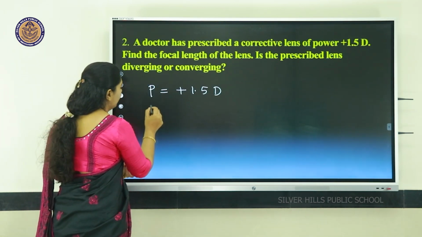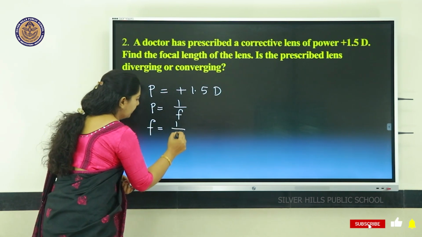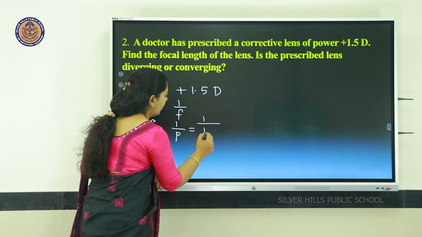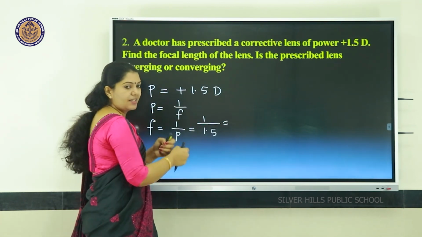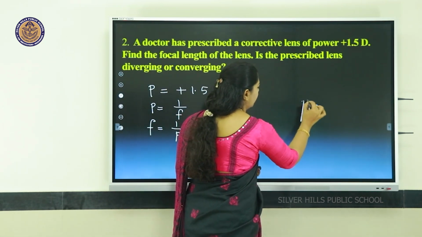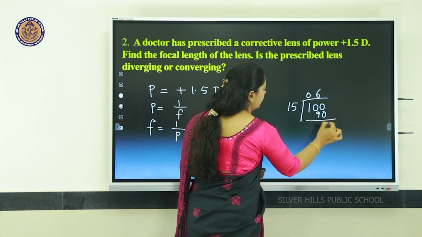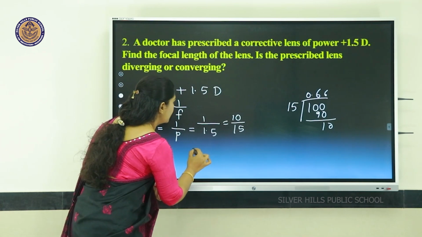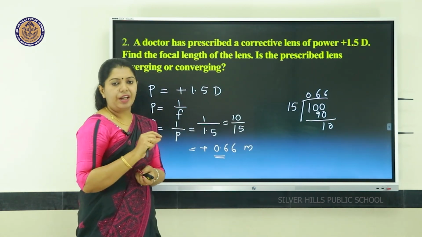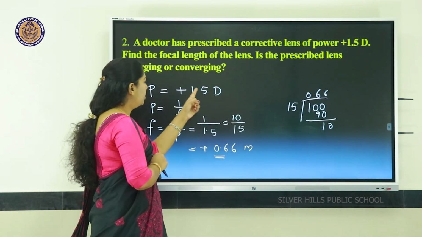Then we can find out focal length. We know the equation P equal to 1 by F or F is equal to 1 by P. The focal length is given by 1 by P. That means 1 divided by plus 1.5. How to do this calculation? Multiplying both sides by 10, 10 divided by 15. Then divide. 10 divided by 15 is 0.66. The answer is plus 0.66 meter. Then for the question, if the focal length is in terms of centimeter, you should convert that into meter. Then only you can write the unit diopter.